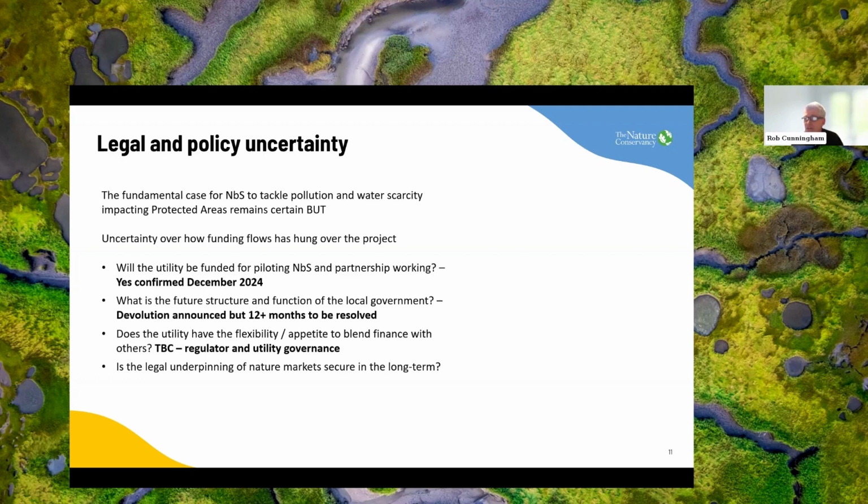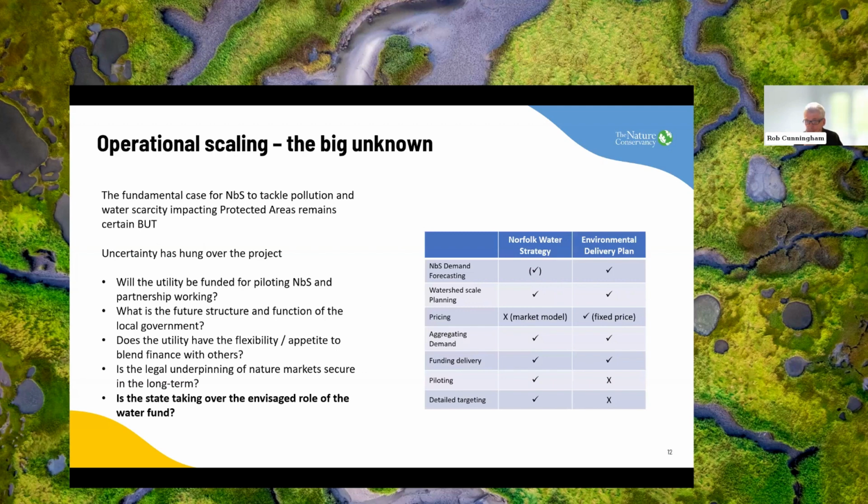But most fundamentally, in the last 3 weeks, government has made a major announcement that it wants to essentially nationalise the provision of nutrient neutrality or nutrient credits and biodiversity credits, and that has thrown major question marks over what the state is going to deliver. What is the water fund? What can the water fund deliver? And how do those two things coexist?